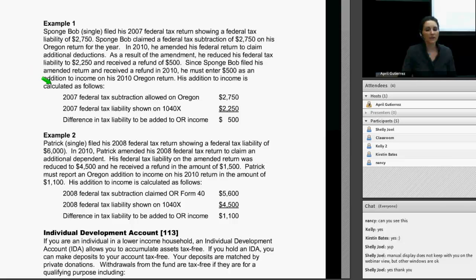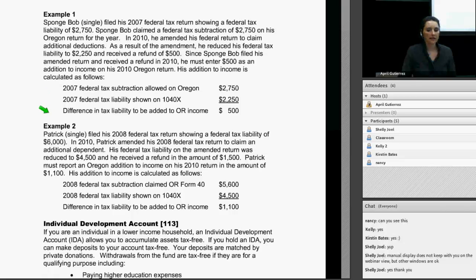His addition to income is calculated as follows. The federal tax subtraction allowed on the original Oregon return, and the difference that is now being shown as a liability on the amended federal return.